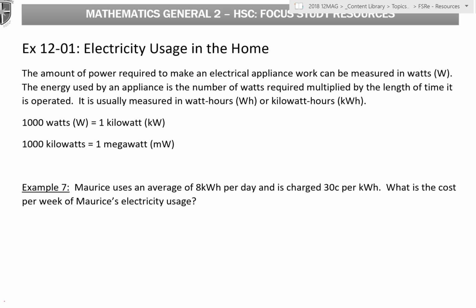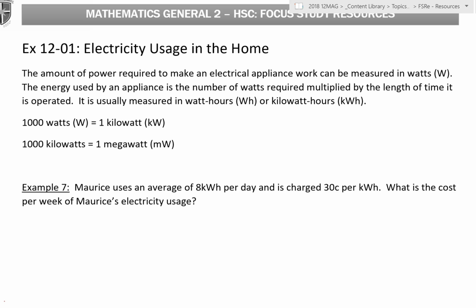First of all, we need to learn what a watt is, and how that relates to our electricity consumption. Now, a watt is how much power you need to make something work. To make your microwave operate, your blender or your air conditioner or your fridge. It's how much power is required to make that change from not operating to operating.